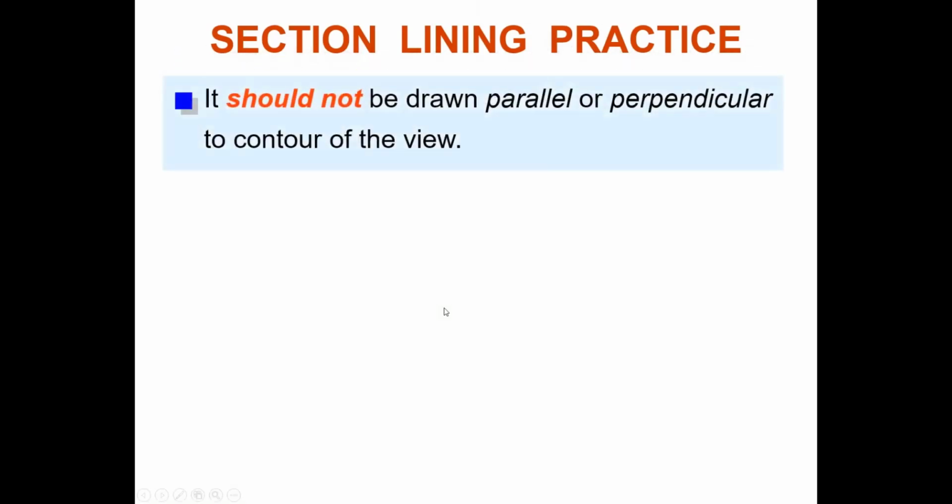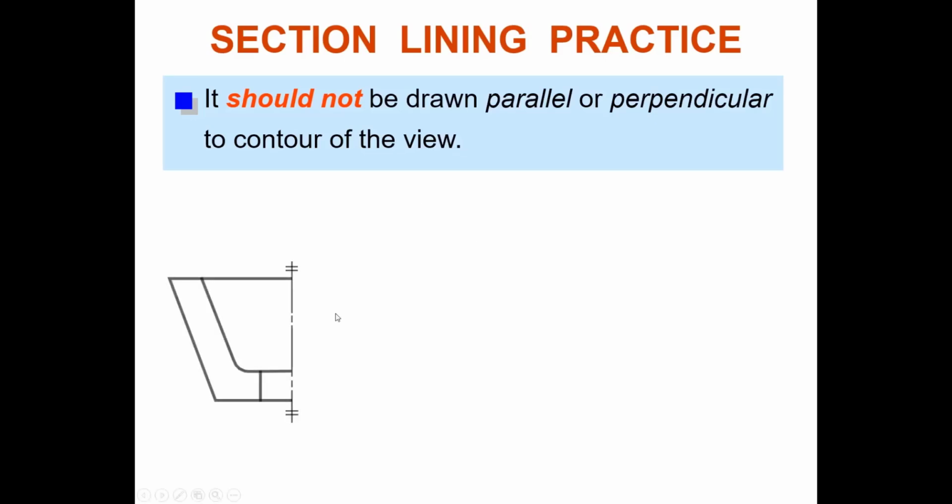Section line practice: it should not be drawn parallel or perpendicular. Important. Section lines cannot be drawn parallel or perpendicular to any contour of the view, the border, because of the sectioning of your area. If one of the edges of your section area has an angle of 45 degrees, avoid doing your section line like that. Let's say the main edges of your area, one of the strong long edges is 45 degrees. Do not make section lines 45 degrees. Clear, class? Avoid any parallel or perpendicular also, not good.